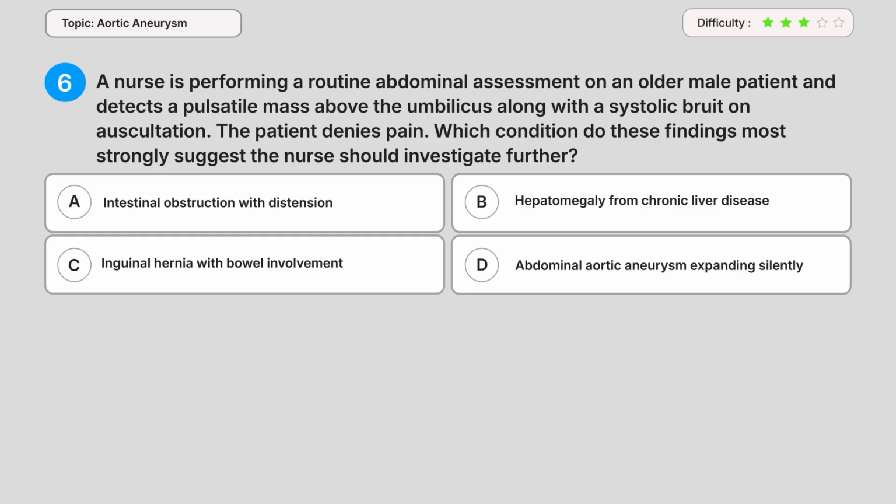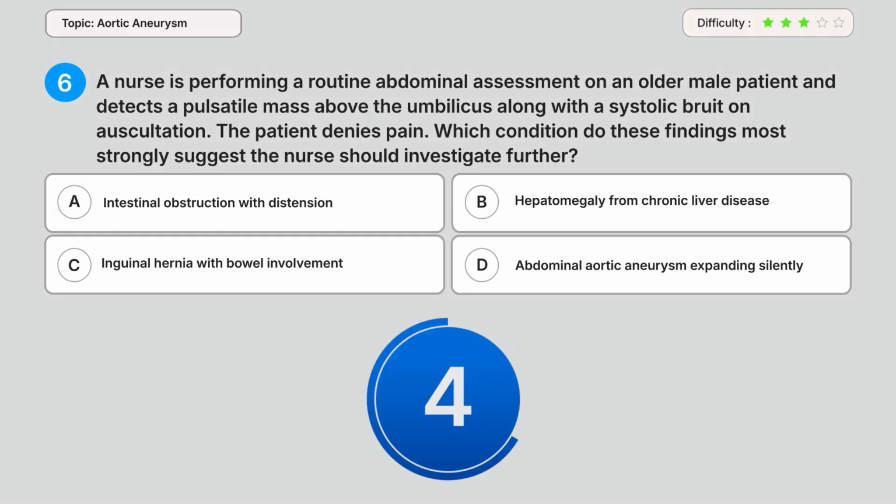A. Intestinal obstruction with distension. B. Hepatomegaly from chronic liver disease. C. Inguinal hernia with bowel involvement. D. Abdominal aortic aneurysm expanding silently. What do you think is the answer?